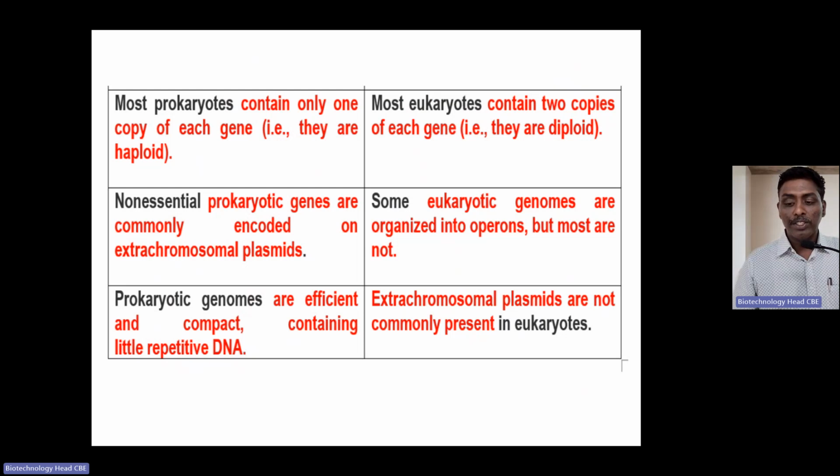Some prokaryotic genomes are organized into operons, but most eukaryotic genomes are not. The final one is that prokaryotic genomes are efficient and compact, containing only little repeating DNA, but eukaryotes have more repeated DNA sequences. Extrachromosomal plasmids are not commonly present in eukaryotes. So these are some important differences of prokaryote versus eukaryote genomes.